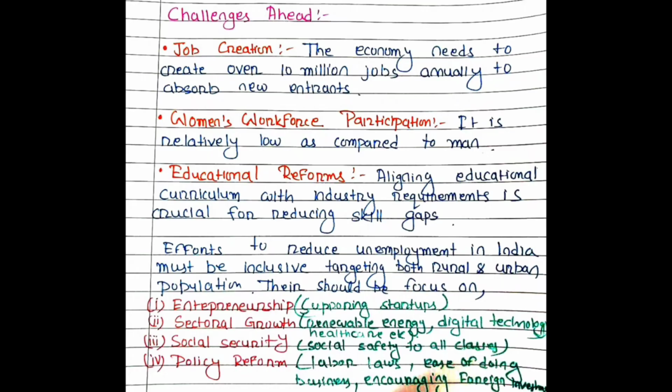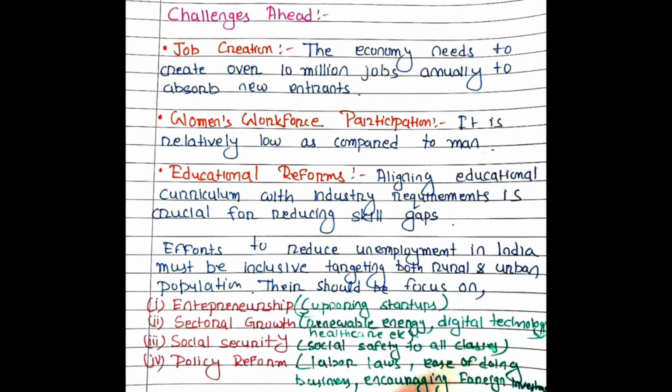Then the educational reforms. There should be educational reform programs aligning the educational curriculum with the industrial requirements, which is very crucial for reducing the skill gaps in the country. Our educational pattern is not designed for the skill development of the citizens, so there should be educational reforms. There should be efforts to reduce unemployment in India.